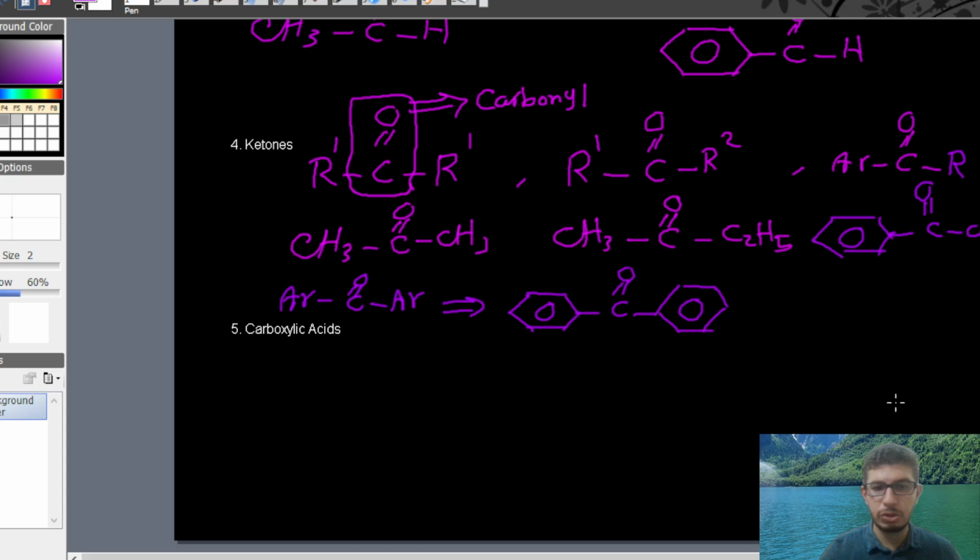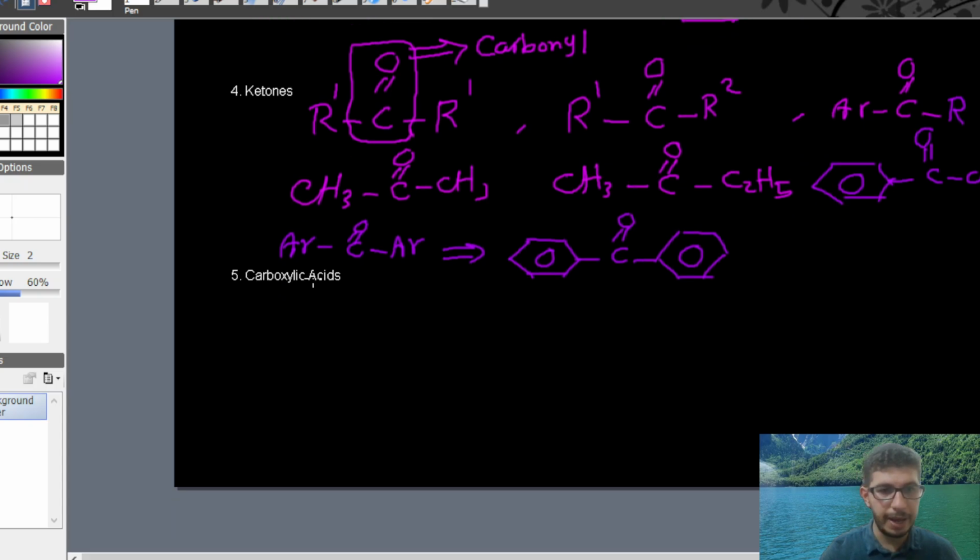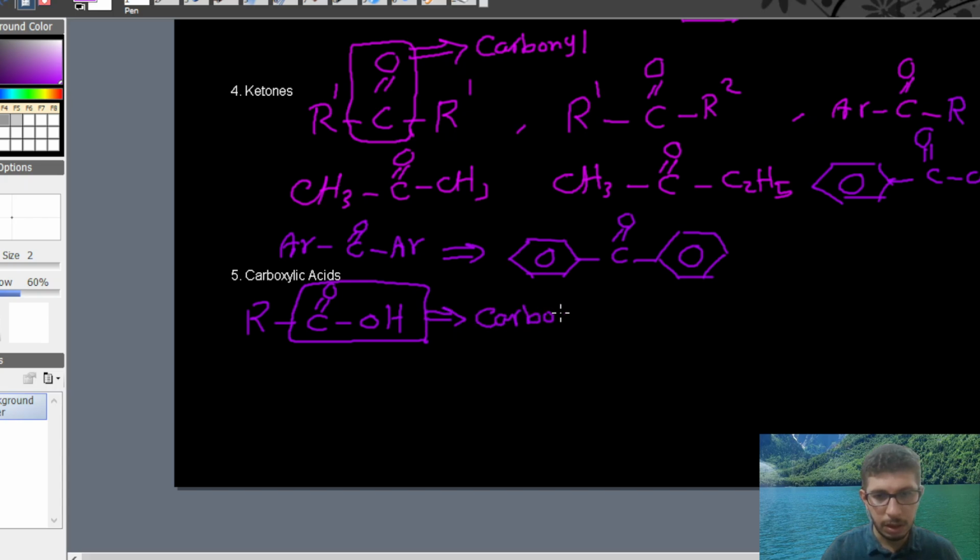Then we move on to the carboxylic acids, right? A carboxylic acid could be something like this, an R group attached to C double bond O OH. This is actually a carboxylic group, or a carboxyl group or a carboxylic group, no problem.